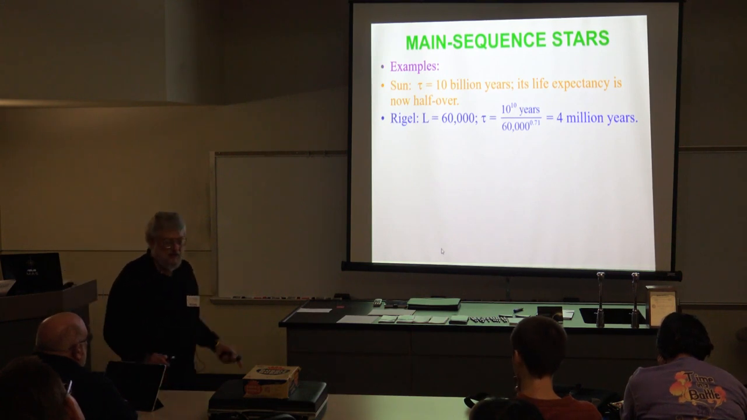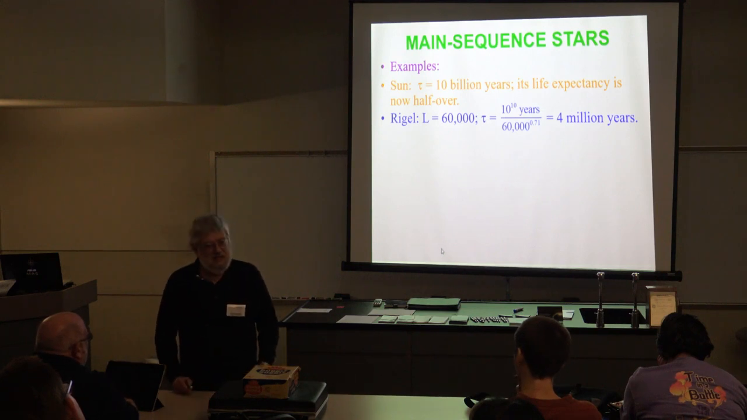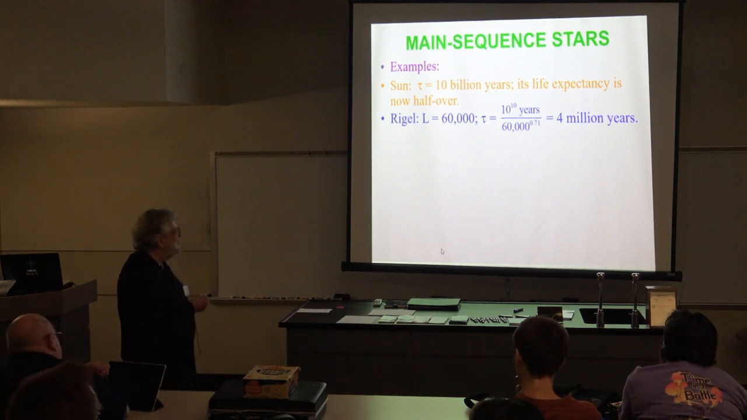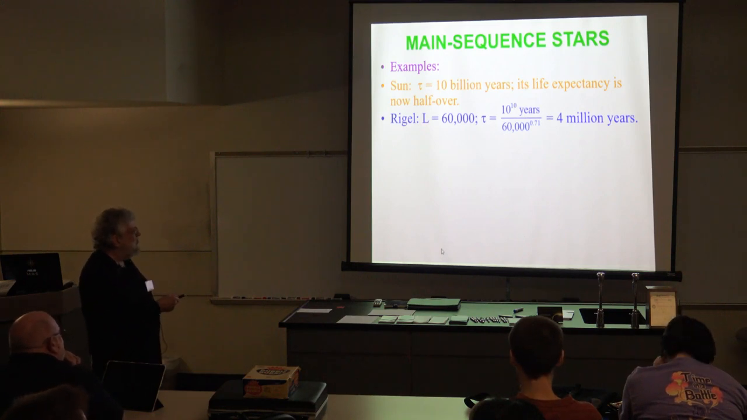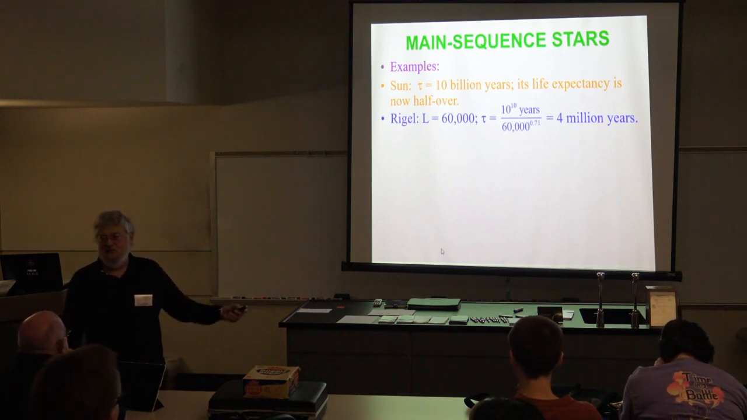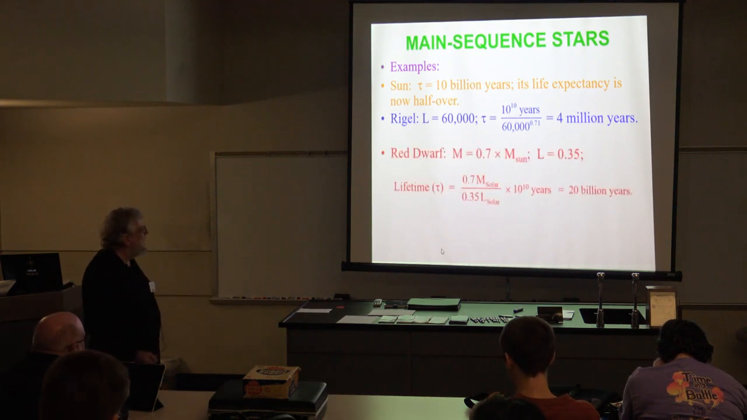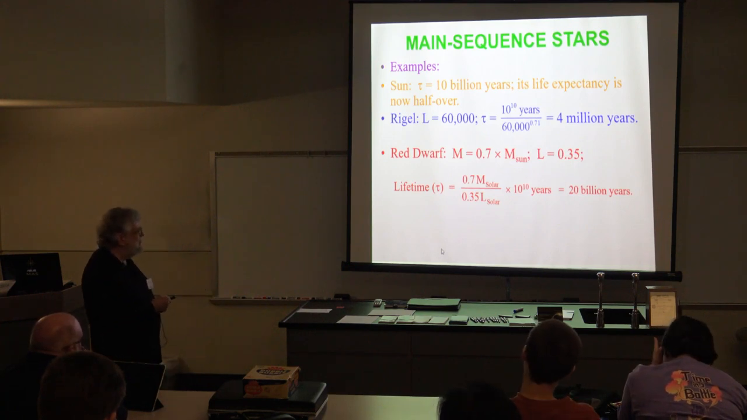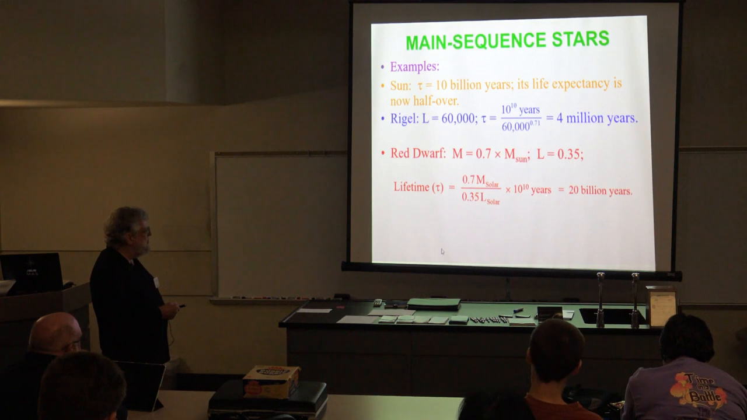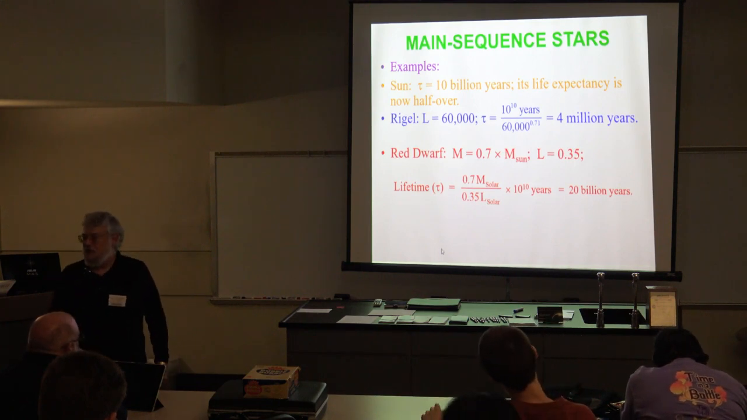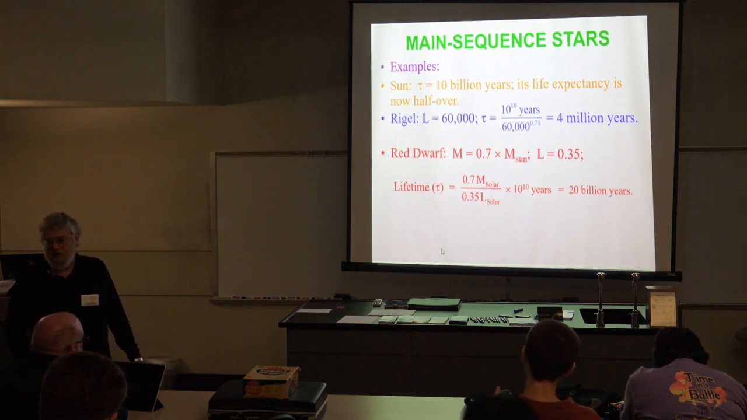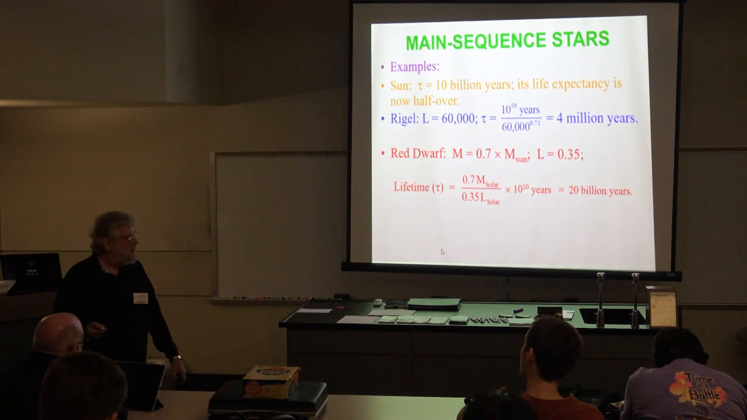It's like one of these rock stars or athletes that winds up with a big pile of money and then burns through it all in a couple of years and then dies penniless. A star like Rigel only has a total lifespan of 4 million years. The dinosaurs never saw Rigel. Red dwarf stars down at the bottom end of the scale are chugging away at a very low luminosity with very low mass. They're expected to last 20 billion years, which is well beyond the age of the universe. So there are probably no red dwarf stars that have expired yet.